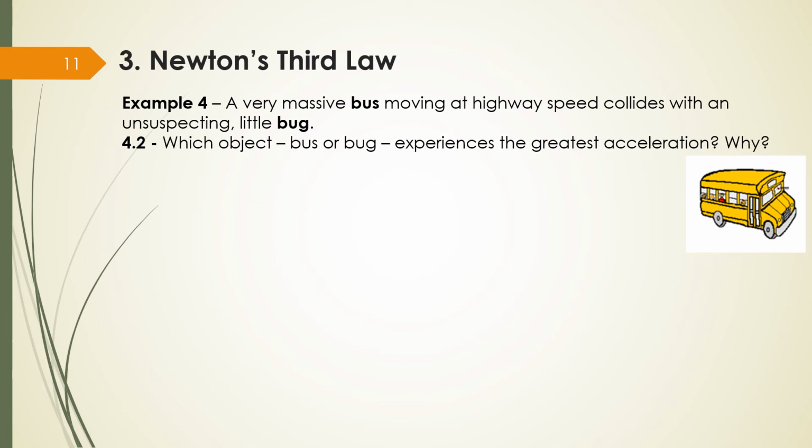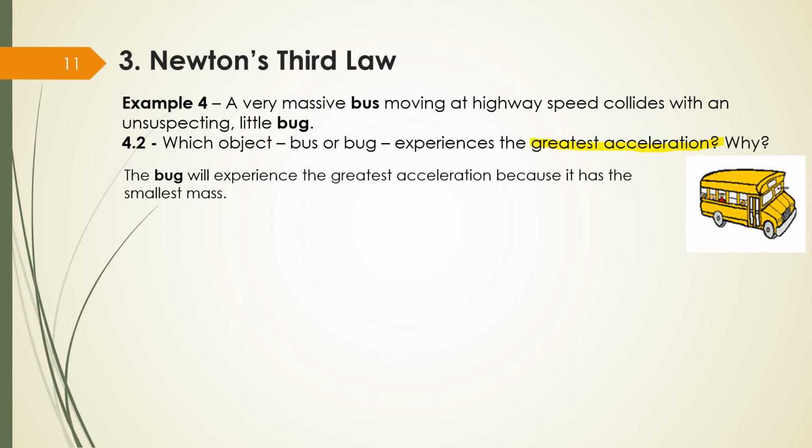Now the same example, but now it is asking me the greatest acceleration, not force, but acceleration. And you know that force is equal to mass times acceleration. If you have a big mass, I'm going to have a small acceleration, and the opposite is also true. So let's say both of them have the same force, but which one is going to have the most acceleration? The bug. Why? The bug has the greatest acceleration because it has the smallest mass. So if I'm having the same force, the object that has the smallest mass will have the greatest acceleration.